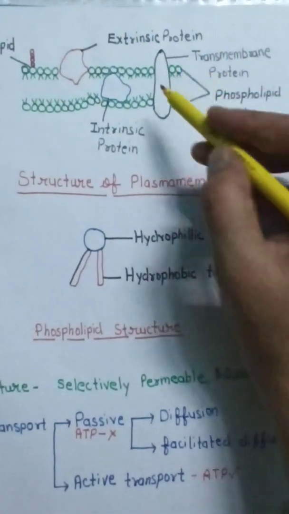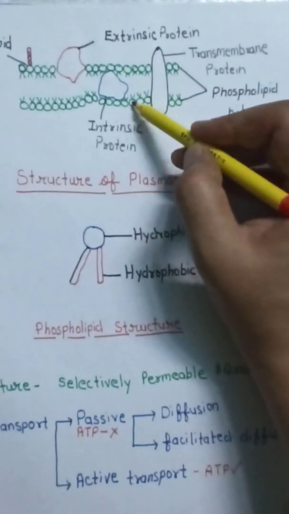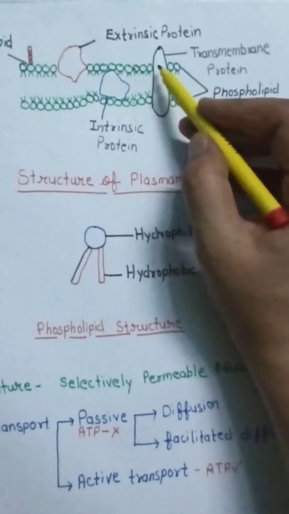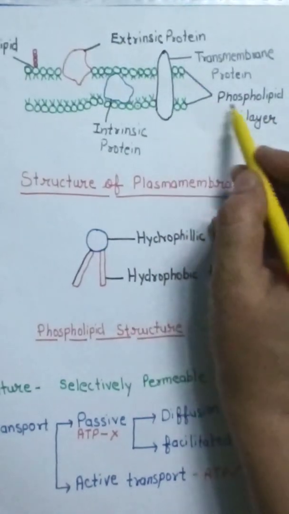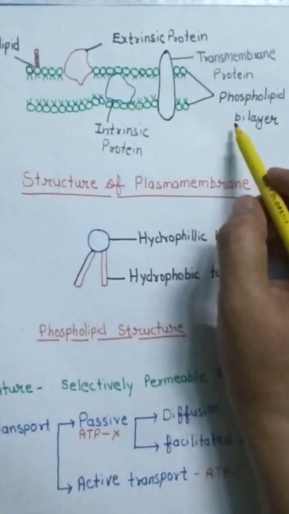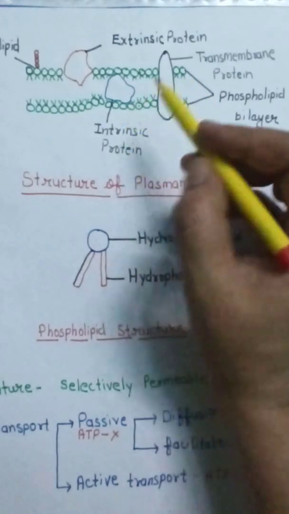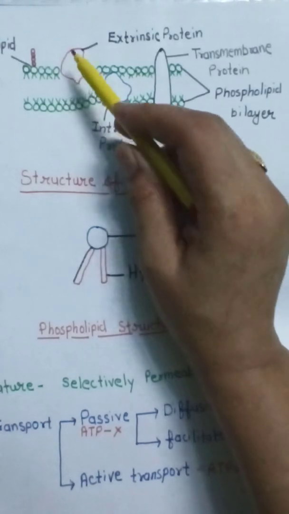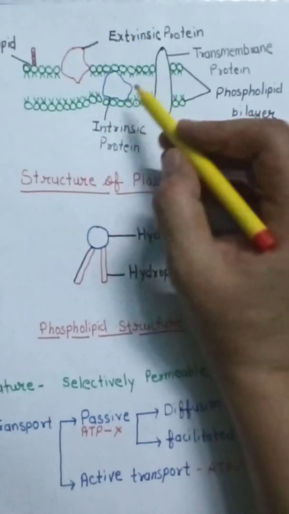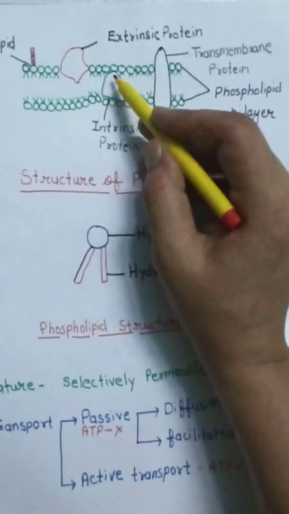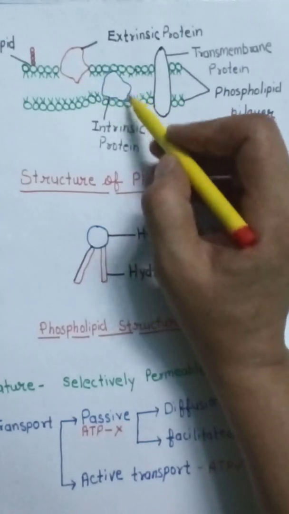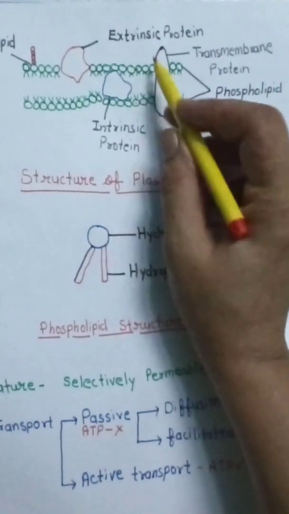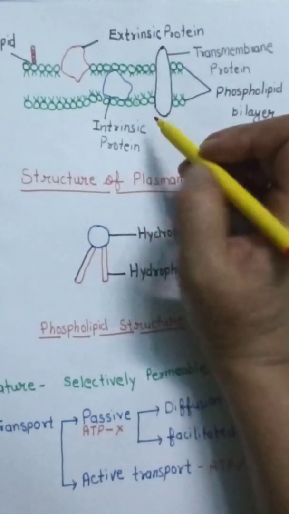As you can see in the diagram, there is the bilayer of lipid. This bilayer is of phospholipid. And in between this bilayer, there is extrinsic protein. Extrinsic protein is easily separable. Intrinsic protein, as it is completely embedded in the lipid bilayer, cannot be easily detached. And this is transmembrane protein.